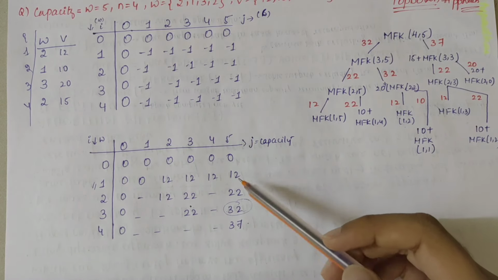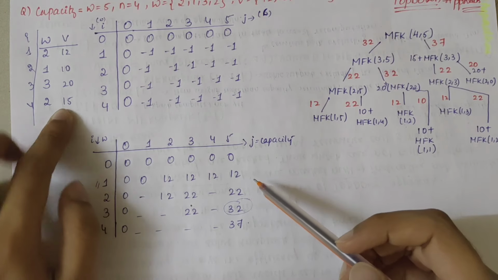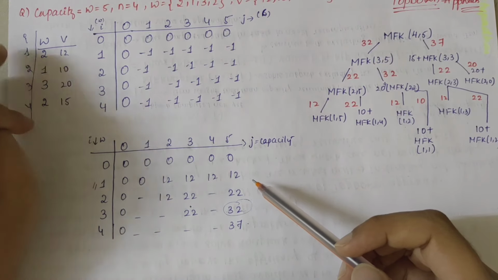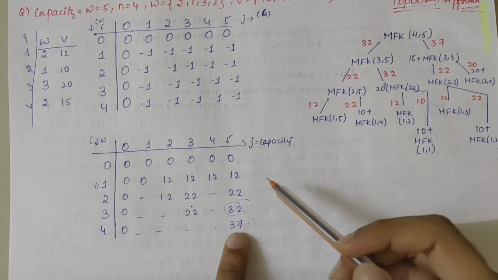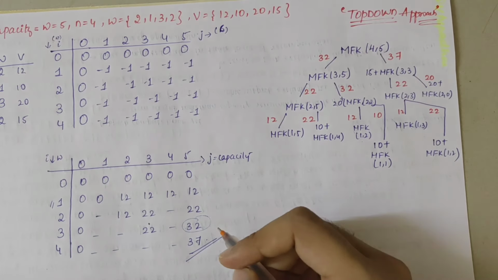Coming to 4 comma 5, I can write it as the value of item 4, that is 15, plus the value of item 2 and item 1. If I club these, I can get 37, right? So this is the optimal solution which I have obtained.